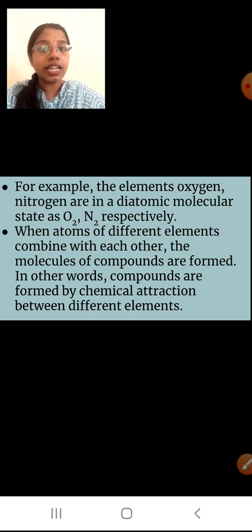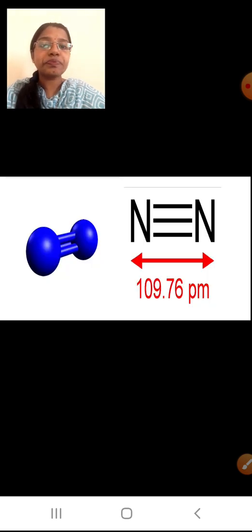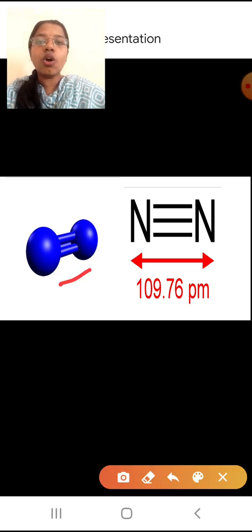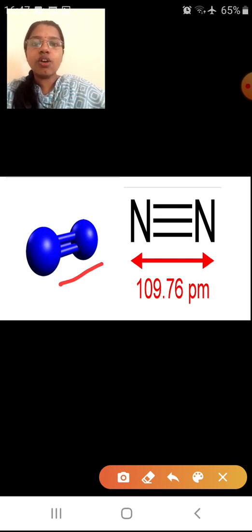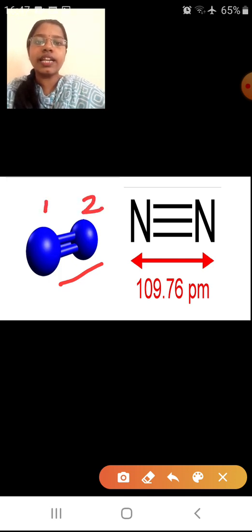Now we will see the structure. Here you can see the structure of N2. N is nitrogen. This is called a ball and stick model. You will be studying this in the higher standards, but as an example I am showing you how it looks. This is one nitrogen atom and this is the second nitrogen atom. These two are connected by the bonds shown here. It always exists in this state, that is N2, in nature.